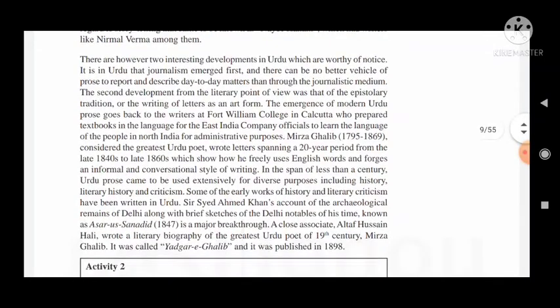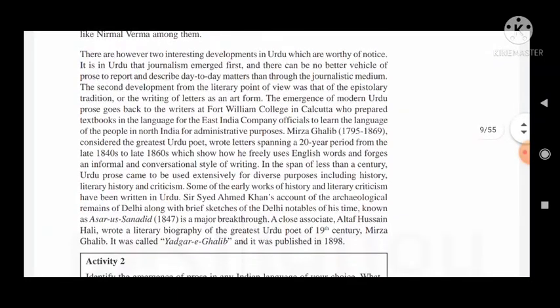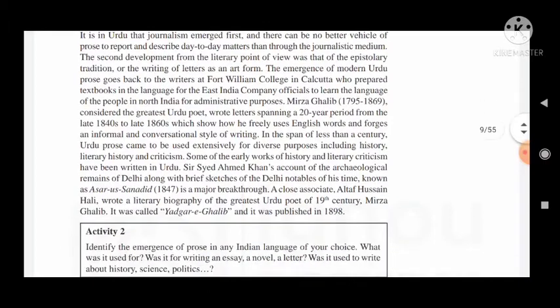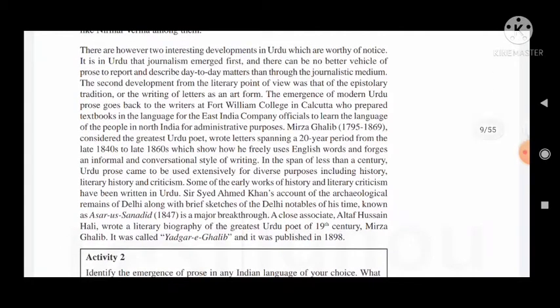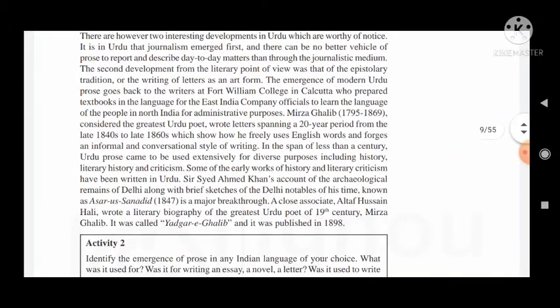There are however two interesting developments in Urdu which are worthy of notice. It is in Urdu that journalism emerged first. There can be no better vehicle of prose to report and describe day-to-day matters than the journalistic medium.